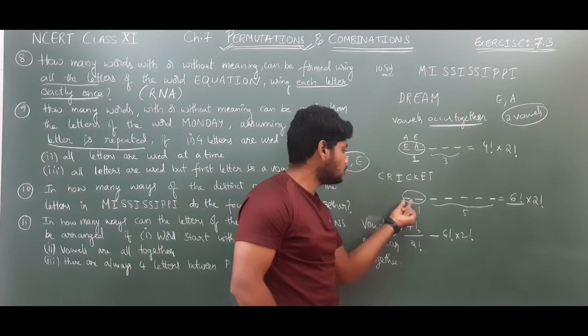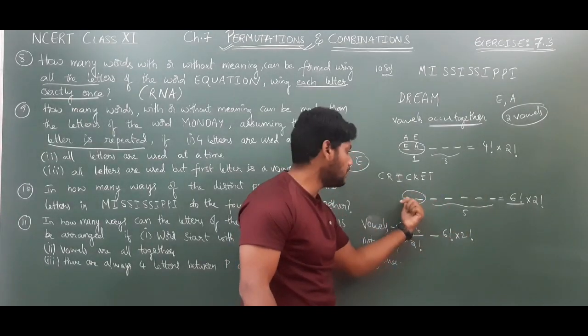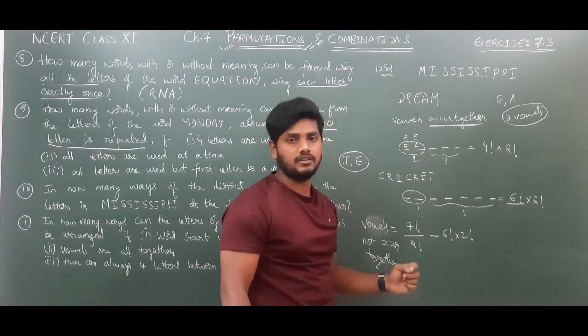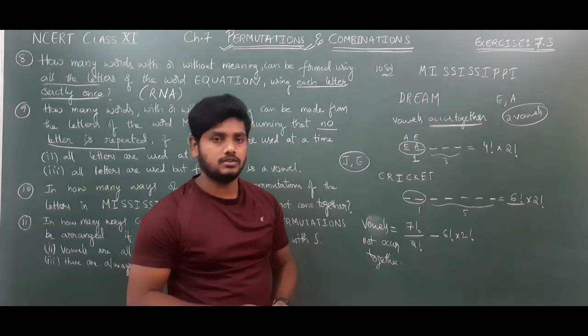Occur together means you consider those as one unit, plus the remaining places factorial, into the factorial of the number of vowels there are. That is vowels occur together. Then you will get vowels not occur together.